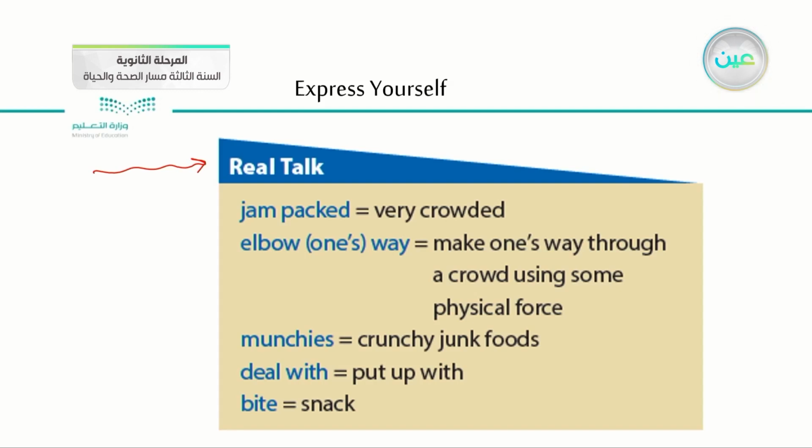They had to elbow their ways. They are using their elbows. So it means make one's way through a crowd using some physical force. So we are using, or he is using, a physical force, so it is not easy to walk through the crowd. The word munchies, crunchy junk food.